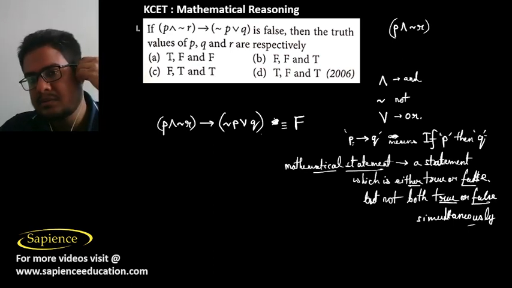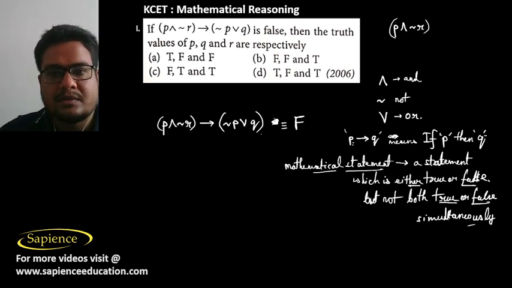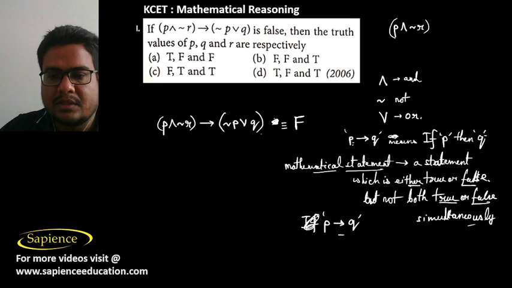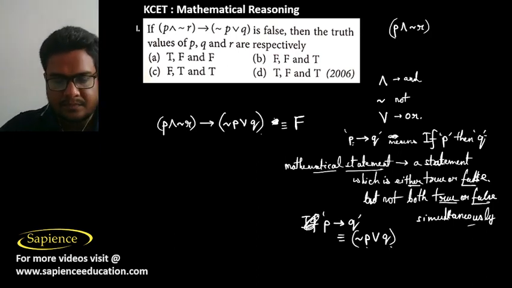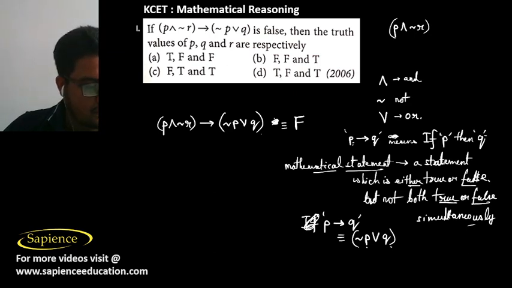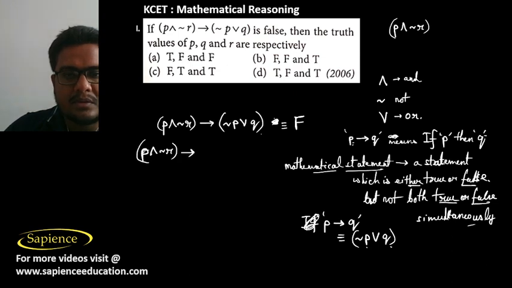So this statement can also be written as: if P then Q, this statement is equivalent to not P union Q. So then here also this statement can be written as P and not R, then P or Q, that can be written as not of P and not R.